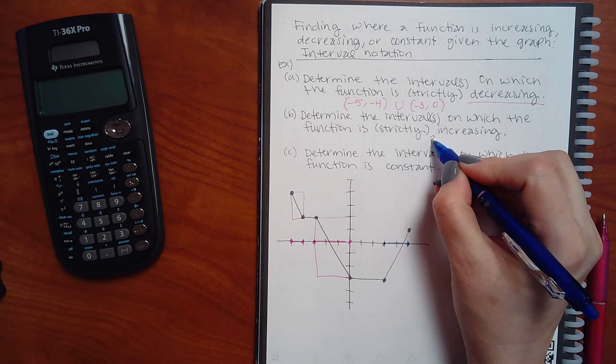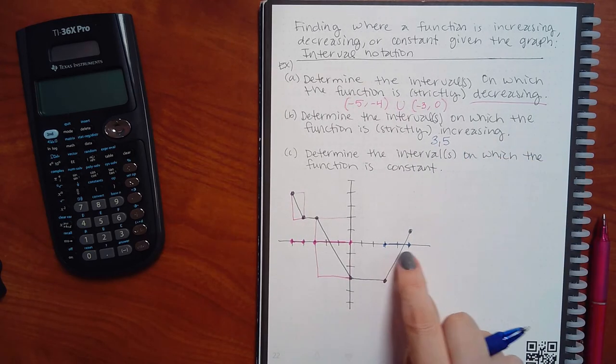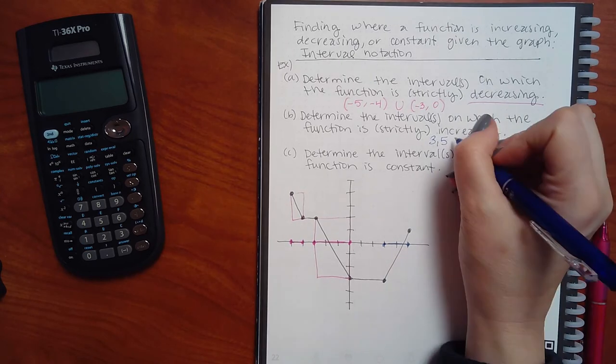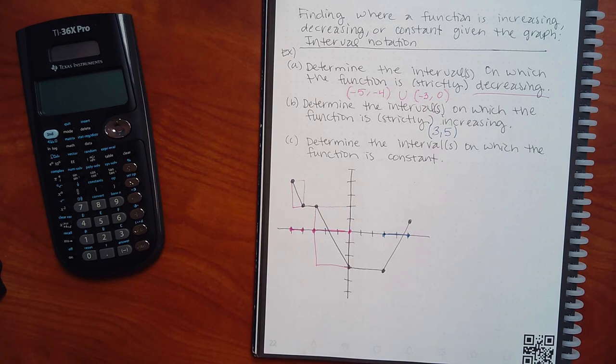1, 2, 3, 4, 5. So it's from 3 to 5, but then we just discussed, it doesn't matter if they're solid. You're still gonna use parentheses, just because mathematicians don't believe you can actually increase or decrease at a spot, okay? So now your last one, that it doesn't say strictly on there, it doesn't matter. Increasing, decreasing, or constant, always use the parentheses. It's only domain and range where you have to be particular about whether they're parentheses or brackets.